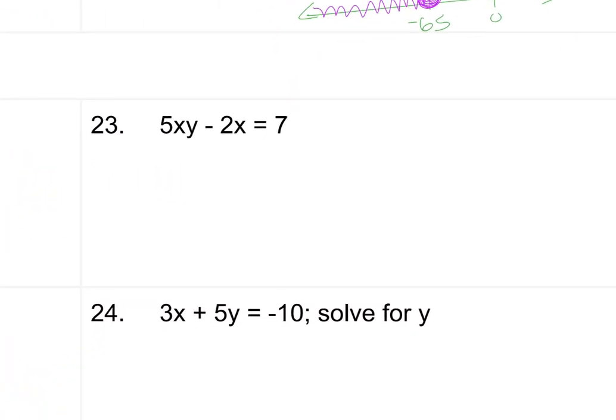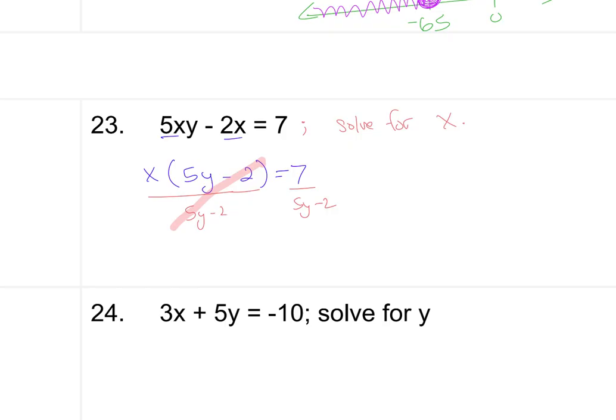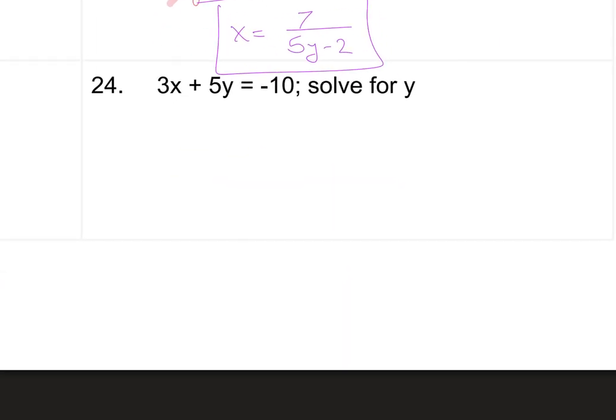23, you'll notice that on your copy, this says solve for x, so that's my bad. But you wouldn't have known what to solve for anyway. They both have factors of x, so I'm going to factor out x. And then I'm going to divide the entire thing by 5y minus 2, and that cancels this out, and I'm left with x equals 7 over 5y minus 2. Kind of ugly looking answer, but that's the answer.